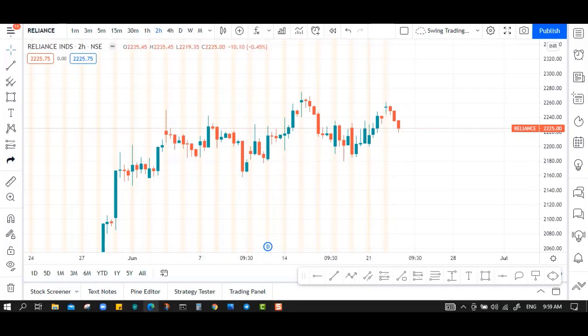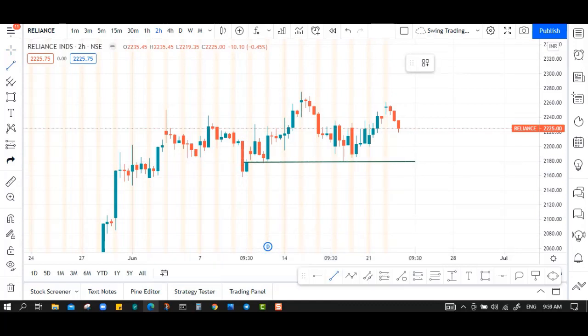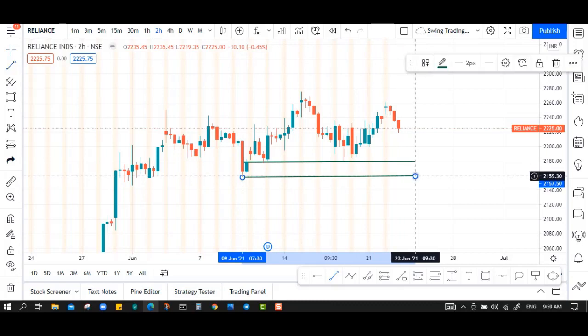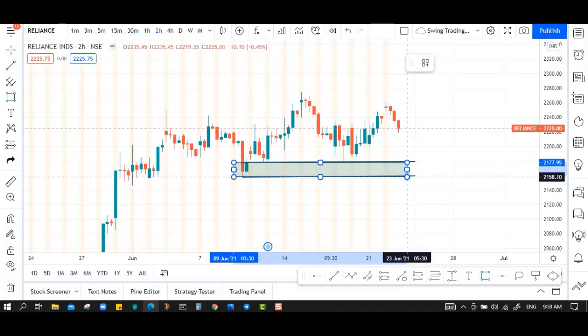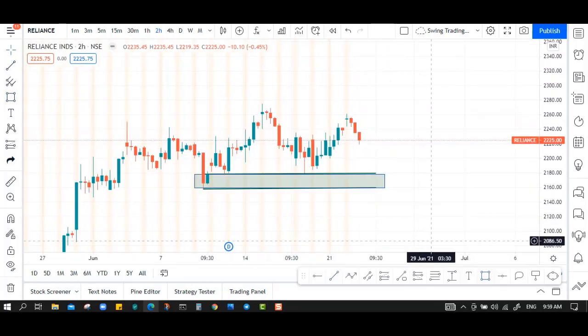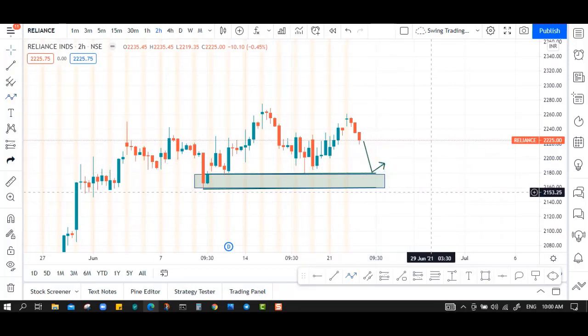So what I said, we have to draw the proximal line on the closing price of the inside bar and the distal line on the lower wick of the mother candle. So this will give us the demand zone. This is our demand zone. Now I think the market is coming towards this demand zone, and from here there is a high chance and high probability of a U-turn. So we'll see in the future.